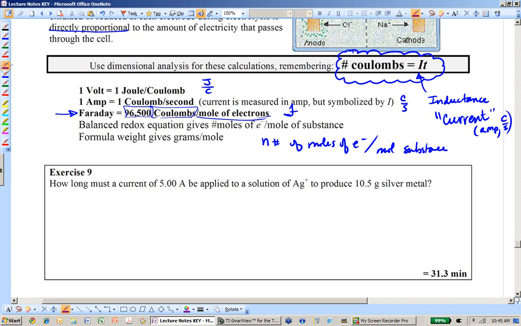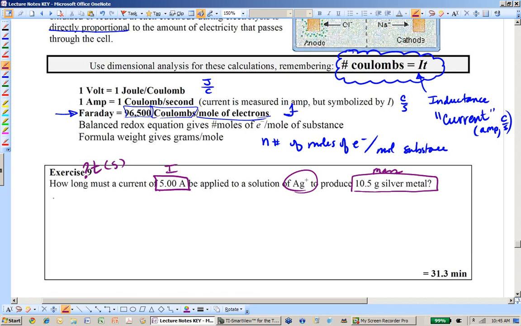All right, so we're off to the races. How long? That's code for time. What is T? What is time? And I remind you, it's going to be measured in seconds. So how long must a current of 5 amps, okay, there's my I, be applied to a solution of Ag+, important to note because I may need a molar mass of silver, to produce 10.5 grams of silver metal? Okay, so that's my mass.